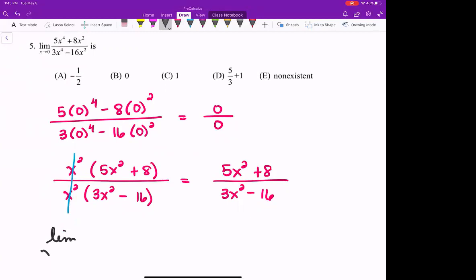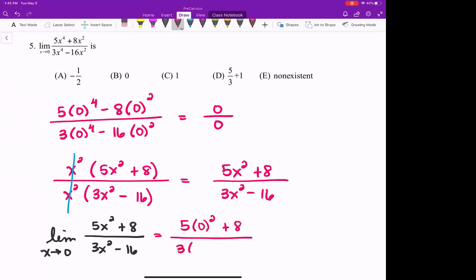I know that on this exam this is just a multiple choice question. But the thing about calculus is you also will have free response questions, just like every other AP exam that you would ever take. That just requires you to communicate with your math. So I'd have to rewrite that limit. Let me try direct substitution again. It shouldn't give me a problem now. 5 times 0 squared plus 8 over 3 times 0 squared minus 16 leaves me with 8 over negative 16, which is negative 1/2.